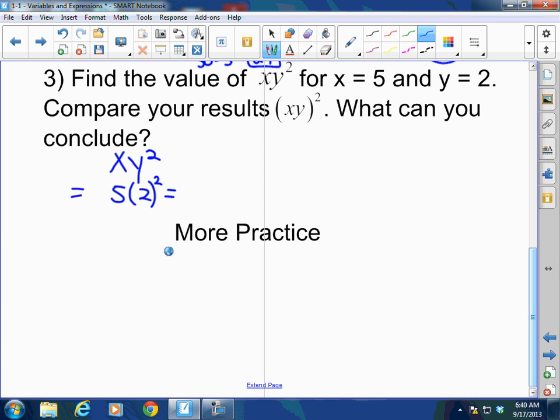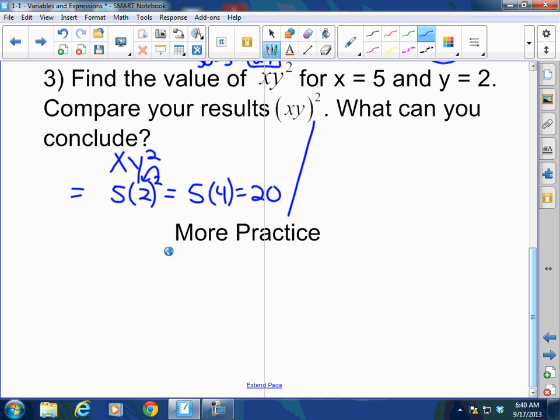Exponents come before multiplication. So this 2 is affecting only the 2 inside the parentheses. Anything to the left of the exponent is affected directly, the thing directly to the left, or anything inside of parentheses. So this is 5 times 4, which is 20.